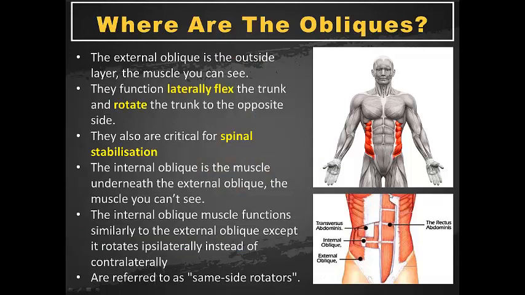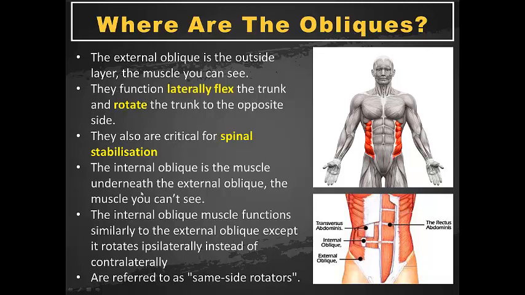So where are the obliques, if you're not sure? There's a picture of where they are, which gives you a deeper understanding. The rectus abdominis is the six-pack muscle most people are familiar with, and the obliques sit on the outside. There's an external one, which is the one you see, and there's also an internal one. As I touched on before, their function is to laterally flex the trunk and rotate the trunk, but they're very heavily involved in spinal stabilisation, where there'll be no movement.